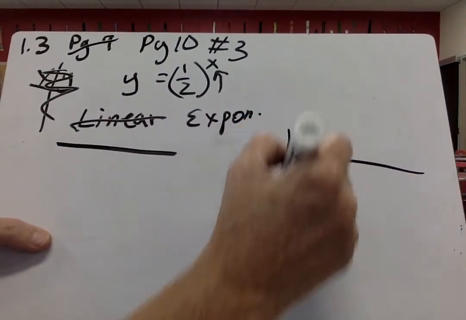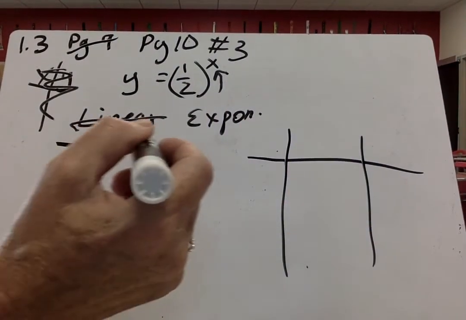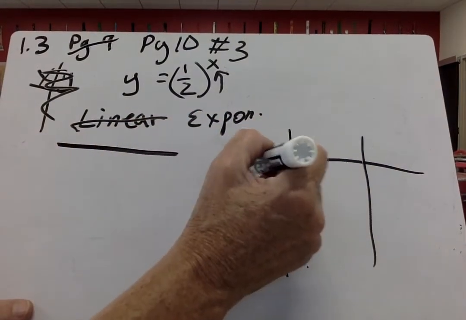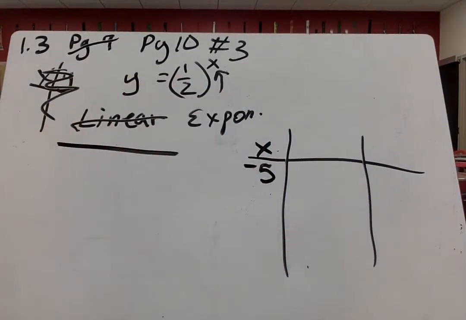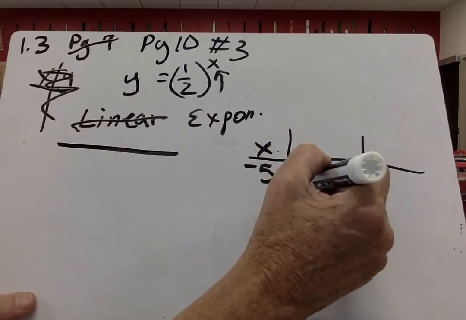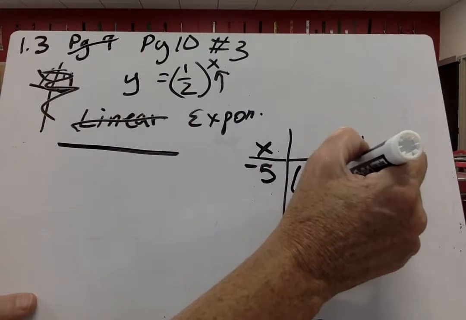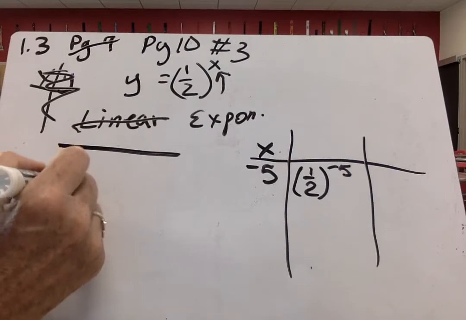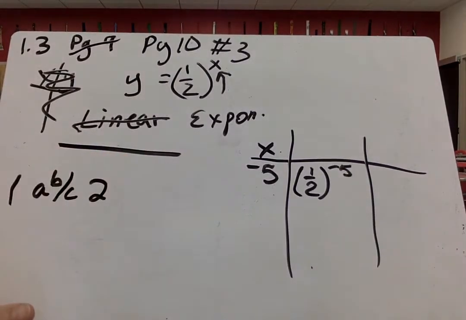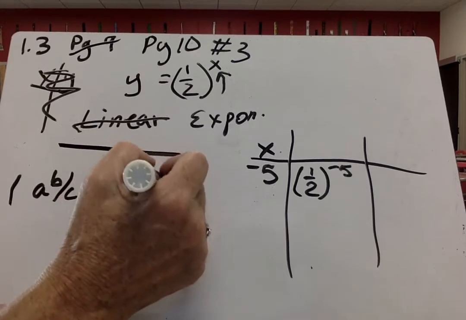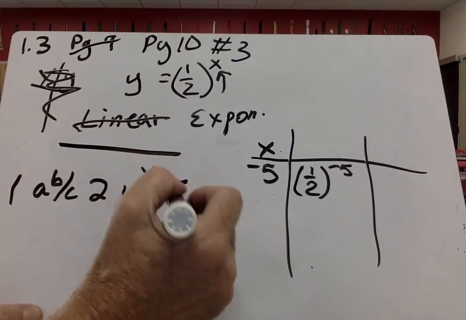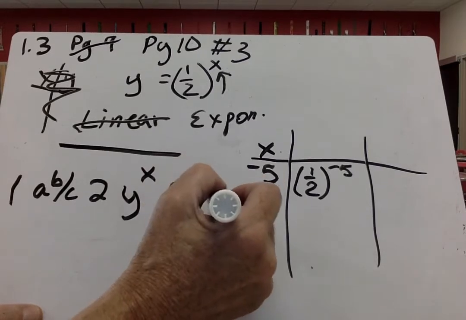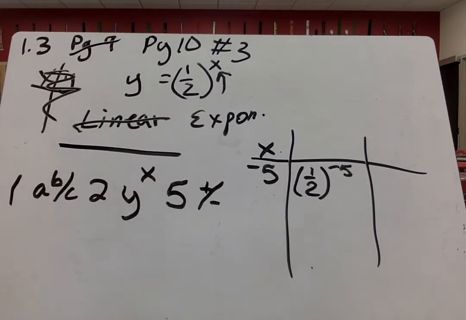Yes, we need to find out if it's a growth or decay. So we have our work that we're going to do here, and we put x is -5. And then we're going to show our work. We're going to have 1/2 raised to the -5. And the way you do that is you're going to put 1, A B/C, 2 into your calculator, and then you're going to put y to the x power, 5, and then you're going to use the plus/minus button that's towards the bottom of your calculator. So once you put all that into your calculator, you will get a y answer out.